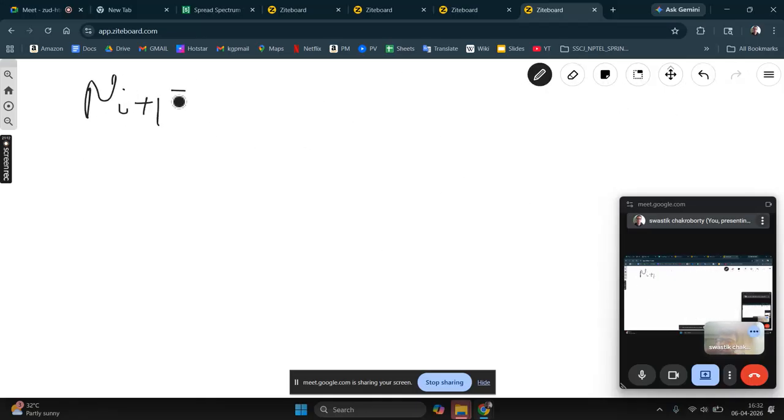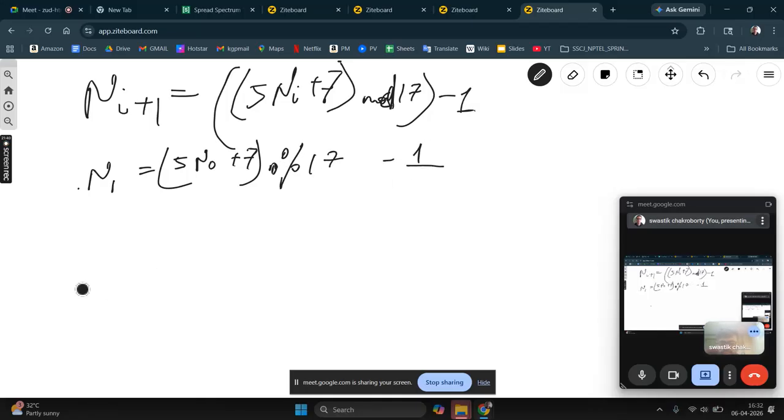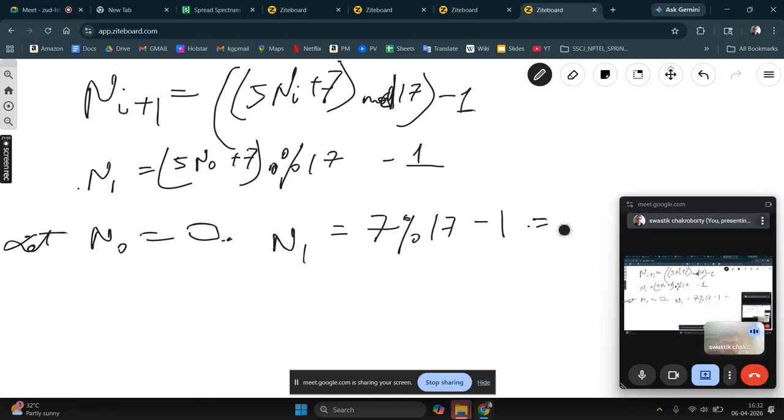N(i+1) is equal to (5 + 7 Ni) mod 17 minus 1. So N1 is (5 + 7 N0) mod 17 minus 1. So mod we can represent by this symbol, minus 1. Now N naught is the seed. We can assume N naught equal to 0 because we have to assume some value for the seed. So let N naught equal to 0. So N1 will be 7 modulo 17 minus 1. So that will be 7 minus 1. So 6. Next N2. N2 is (5 + 7 N1) modulo 17 minus 1.